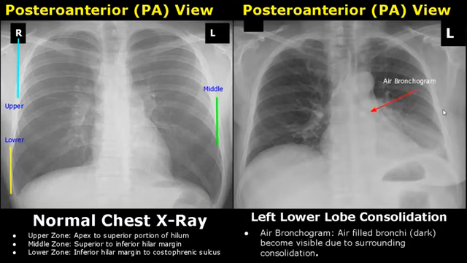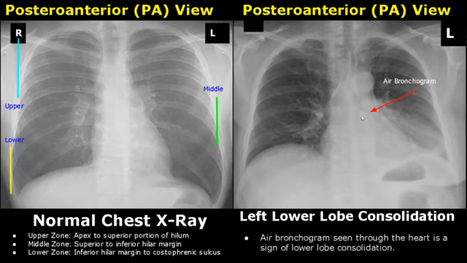Air bronchogram is a feature in which the air-filled bronchi become visible due to surrounding consolidation. Here we can see the dark bronchi which became prominent because of the nearby consolidation. In the normal image, we cannot see the bronchi in this area because there is no neighboring consolidation. An air bronchogram seen through the heart is a sign of lower lobe consolidation, and this can differentiate it from a left lower lobe collapse.